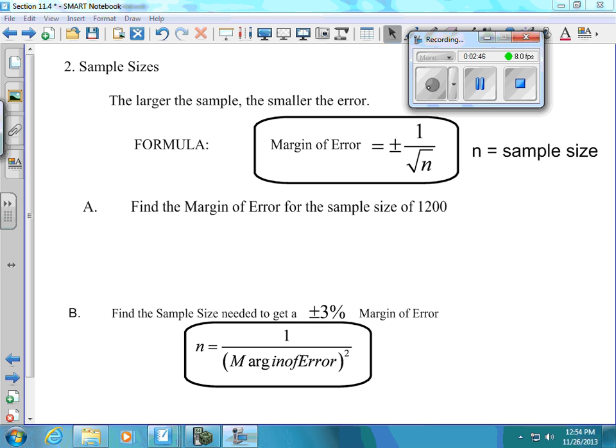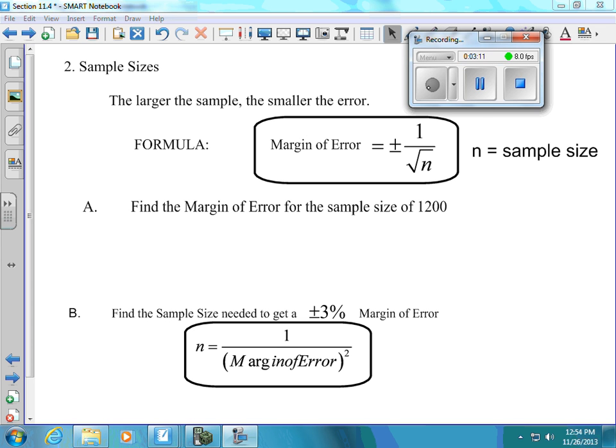Okay, sample size and margin of error. You see this a lot in election years. We'll say President Obama is favored in the election to be reelected by a 52% to 48% margin, and we'll say the margin of error is plus or minus 3%. That's how they figure this out. It's based on the sample size. If n is the sample size, then the margin of error is 1 divided by the square root of n.